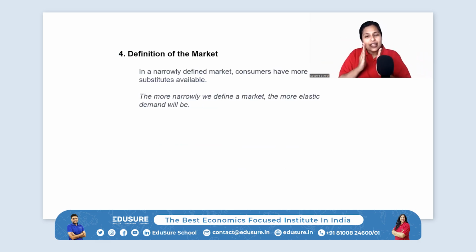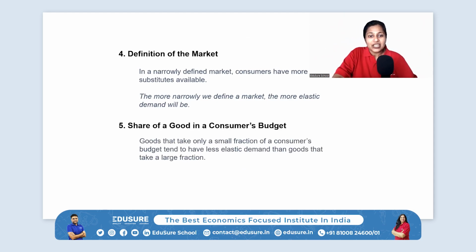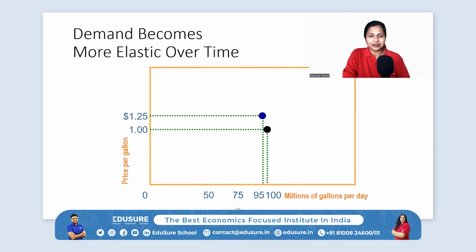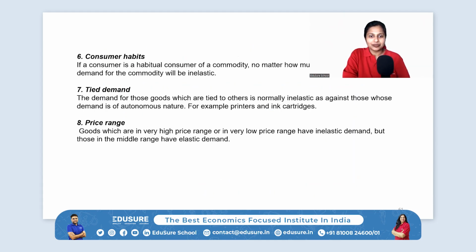Market size: the more narrowly you define it, the more the elasticity. The larger you define it, the less the elasticity. Share of a good in the consumer's budget: the smaller the share of expenses, the less the elasticity. The higher a part of your budget it is, the more conscious you become and the more the elasticity. All right, and then habits, demand, and price range.